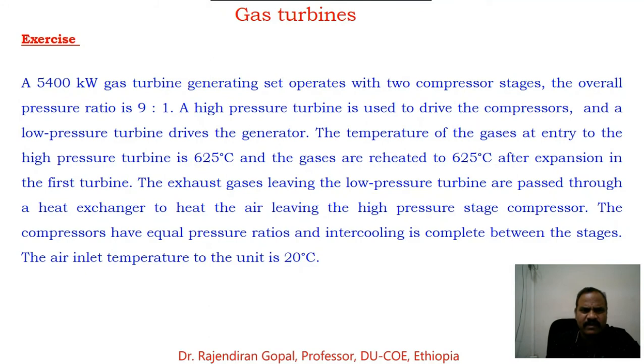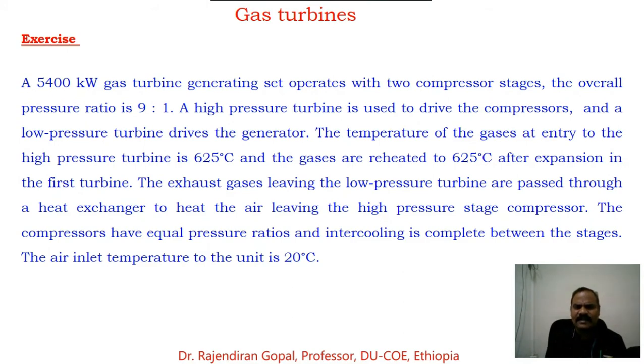Welcome, you all. Today we are going to discuss one more problem in a gas turbine. The question is: a 5400 kilowatt gas turbine generating set operates with two compressor stages. The overall pressure ratio is 9:1. A high pressure turbine is used to drive the compressors and a low pressure turbine drives the generator.